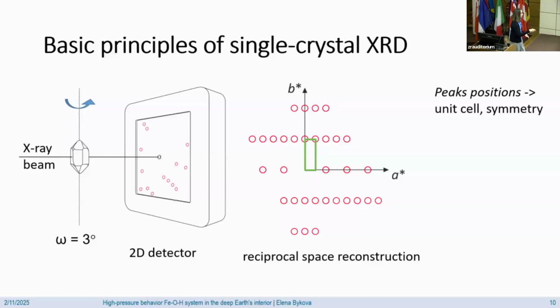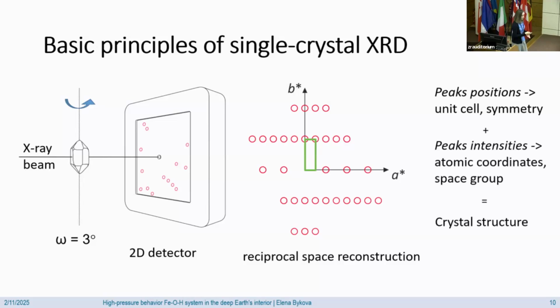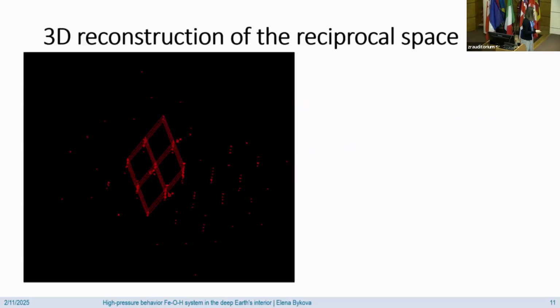So the distance between these peaks, that's a reciprocal space image. For the single crystal, it should be just equivalently positioned peaks in space. And the distance between peaks will give you unit cell parameters and symmetry. And the intensity of these peaks will provide you information about atomic coordinates and the space group. And basically, that's everything you need to know to get the whole information about the crystal structure. That's how the reciprocal space of one single crystal grain looks in the software we use for data analysis. So you see these equivalently spaced peaks in reciprocal space.